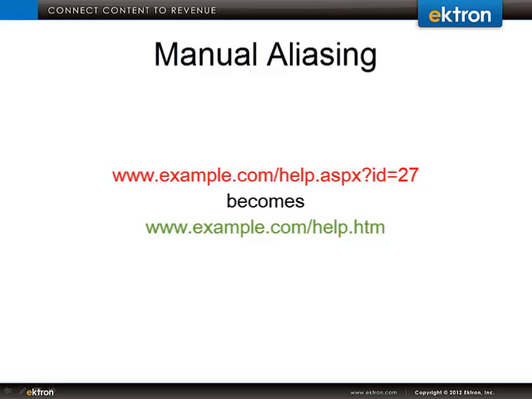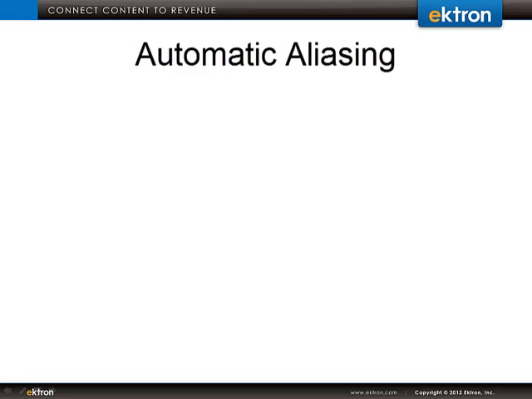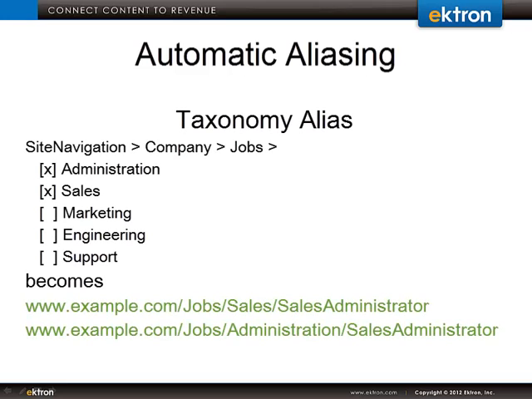You can set a manual alias to give a content block its own name. For example, you can use www.example.com/help.htm to refer to a more complicated URL. Automatic aliasing lets you create rules for several types of CMS entities such as users, groups, or content, so that when you add content to one of these types, it inherits the URL alias rules.